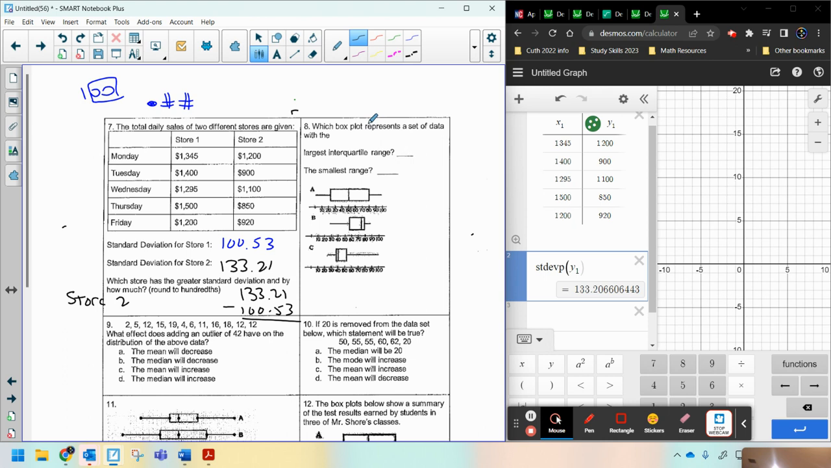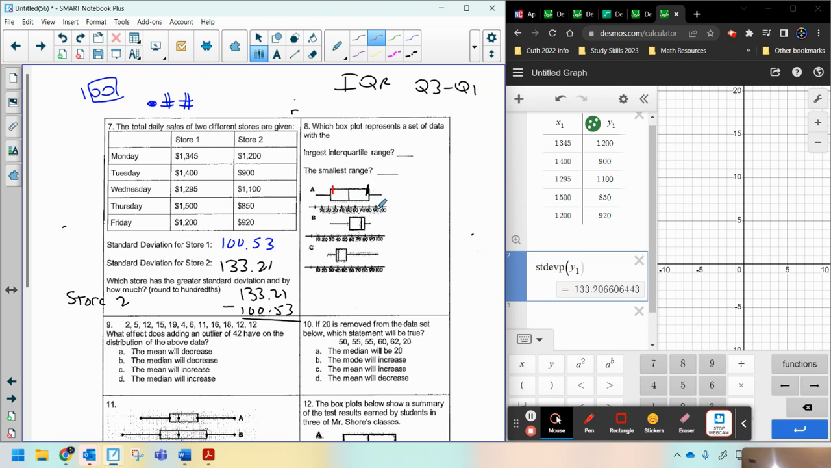All right. Number 8, little difficult to see. So the largest interquartile range. So the IQR, do you remember how to get IQR? It's Q3 minus Q1. So which one is the largest? So we have to do all 3 to see which one's the largest. Q3 is right here, this end box. Q1 is this first box over here.